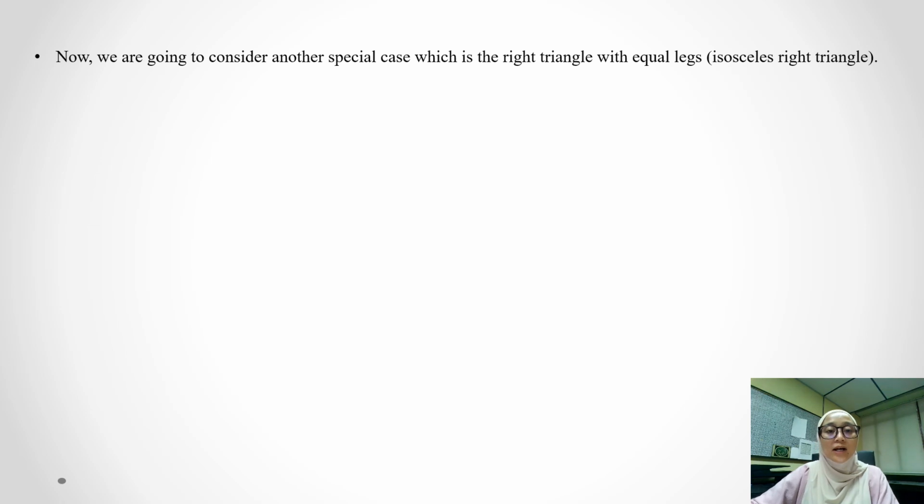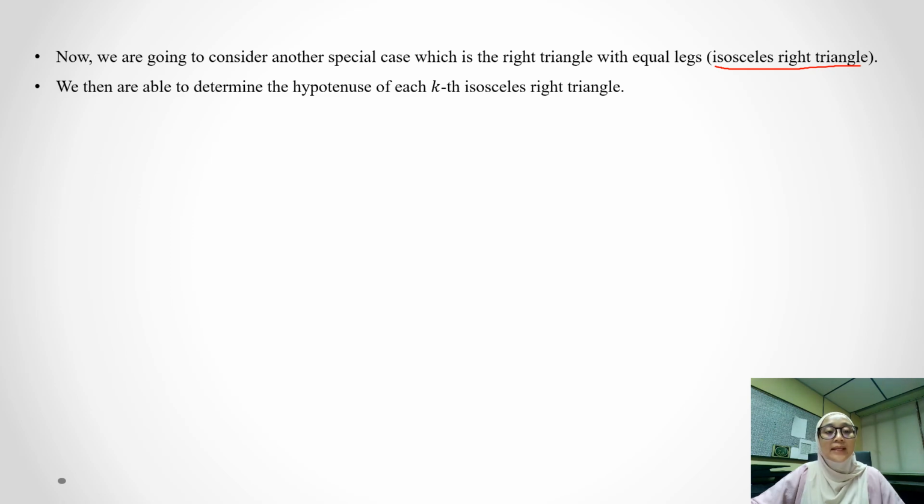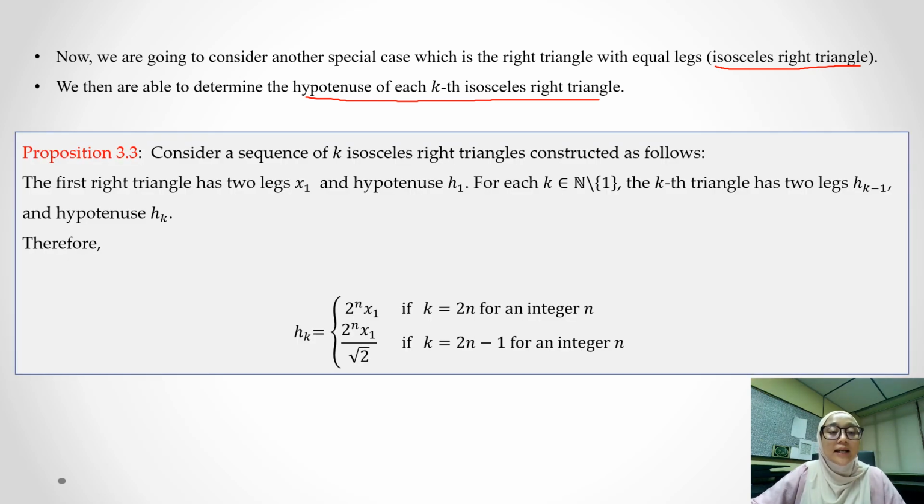In this slide, we are going to present another special case of the previous theorem, where we consider all right triangles having equal legs. We call it an isosceles right triangle. Whenever we consider this type of right triangle, we found that the hypotenuse of each of the k isosceles right triangles can be calculated as presented by this proposition.